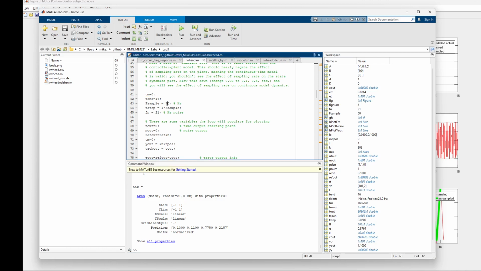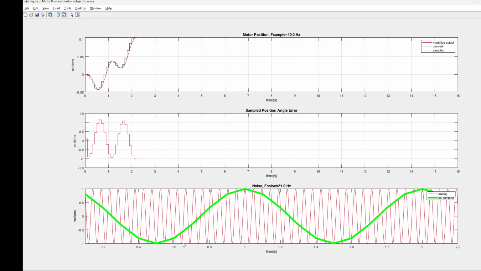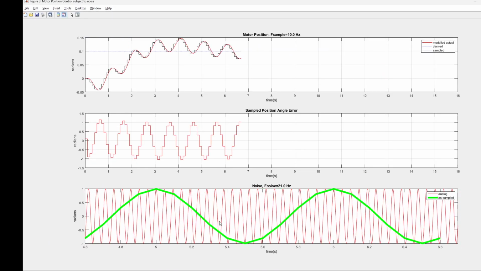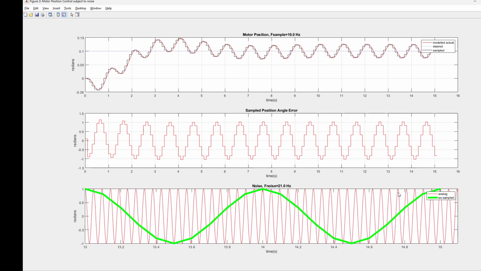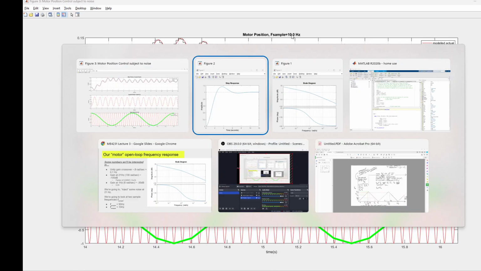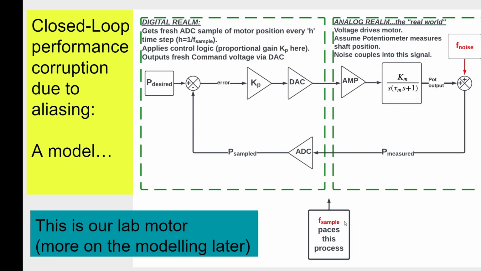So let's sample at 10 hertz, and let's take a look at what happens now. So now we see something really strange. We have the same 21 hertz noise component. The only thing that's changed is our sampler is operating at 10 hertz now. Everything else is the same.